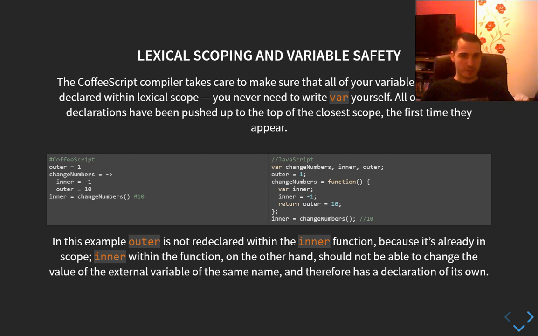Lexical scoping and variable safety. The CoffeeScript compiler takes care to make sure that all of your variables are properly declared within lexical scope. You never need to write the var keyword yourself. All of the variable declarations have been pushed up to the top of the closest scope the first time they appear. In this example, outer is not redeclared within the inner function, because it's already in scope. Inner within the function, on the other hand, should not be able to change the value of the external variable of the same name, and therefore has a declaration of its own.